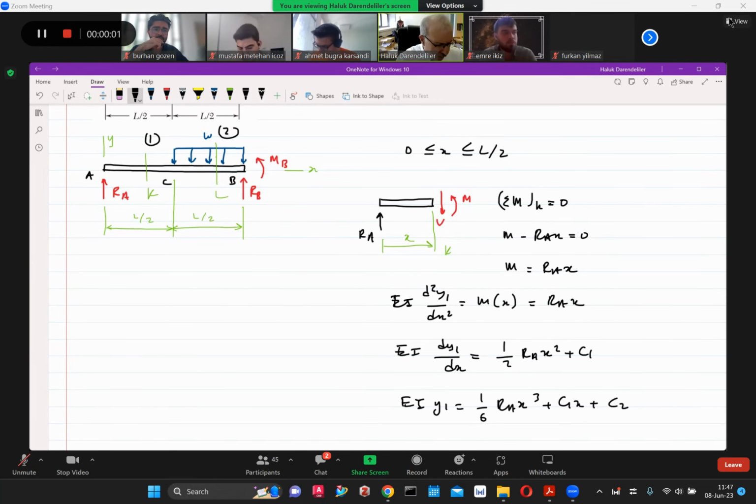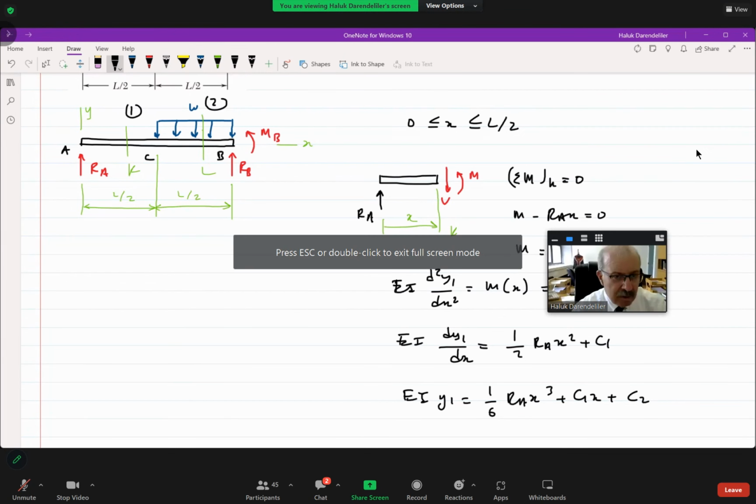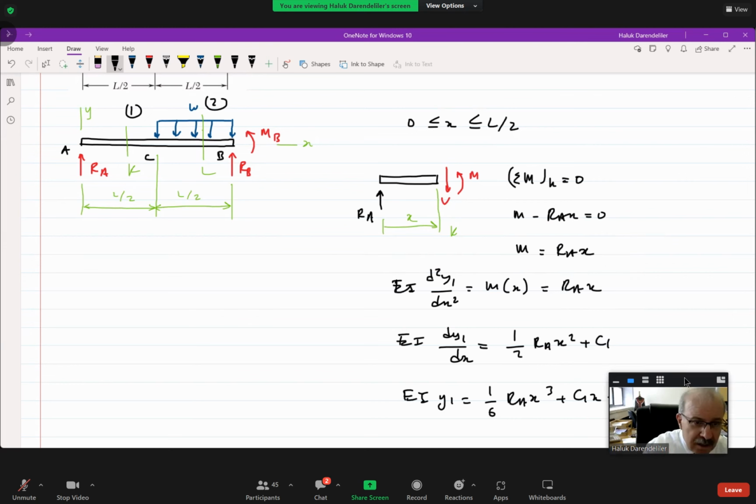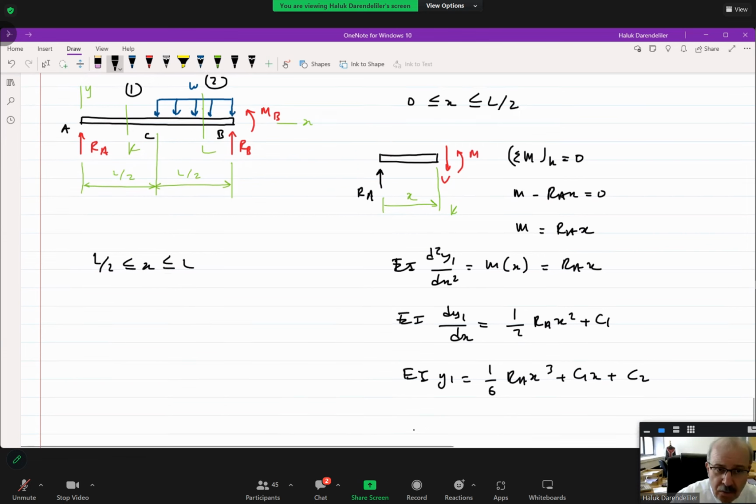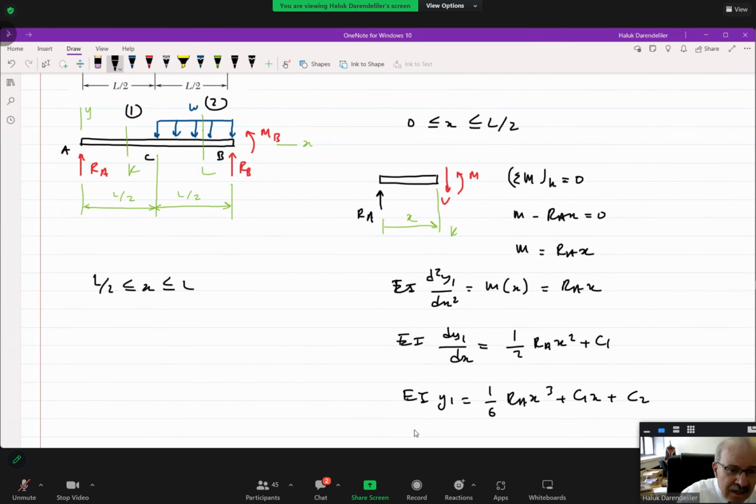Now we are taking, because there is discontinuity, the other region where L over 2 is smaller than or equal to x, and that's smaller than or equal to L. For this portion, although I am referring to the region between C and B, I am taking the free body diagram from the left-hand side for simplicity. So this is my free body diagram. This doesn't mean that I am considering the left of point C, but for simplicity, I'm taking this.